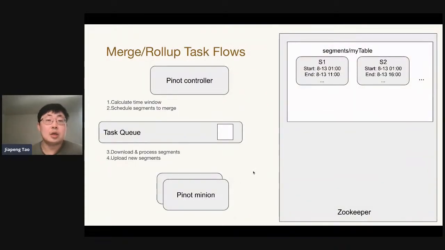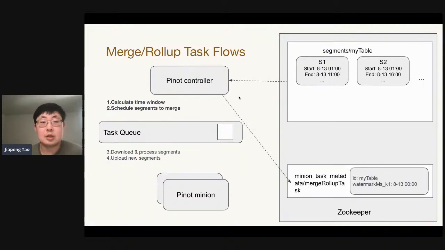Here I will talk about the end-to-end workflow. As mentioned previously, the controller will calculate the time window for each run and also schedule segments to merge. Minion will download and process the segments, and in the end, upload the new segments. Let's start with a cold start case. Here I'm also showing the Zookeeper, which contains all the metadata for the segments.